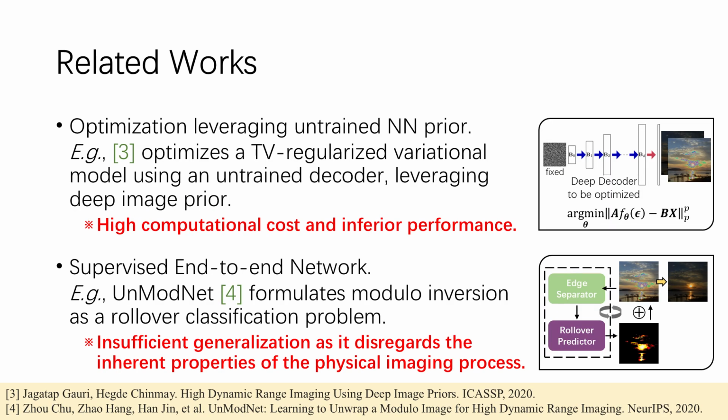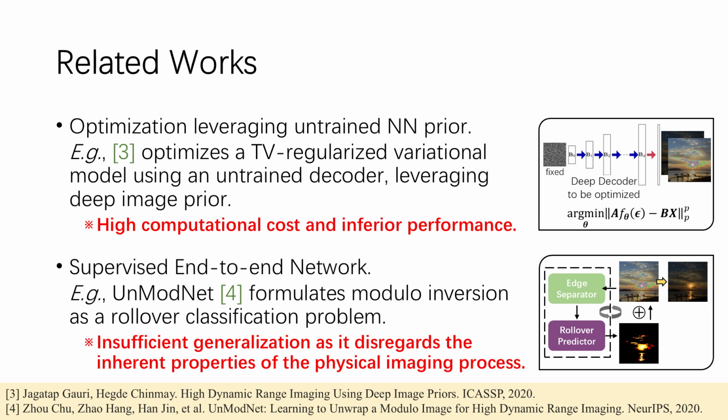Jagatap and Hegde proposed optimizing a TV-regularized variational model using an untrained decoder, where the HDR image is reparameterized and fit to the target by an untrained NN. However, this NN delivers inferior performance and incurs high computational cost due to per-sample training. UnModNet is a supervised end-to-end learning method, which casts modulo inversion as an iterative rollover classification problem solved by a black box neural model. While UnModNet offers faster inference compared to the above methods, its generalization remains limited because it disregards the properties of the physical imaging process.